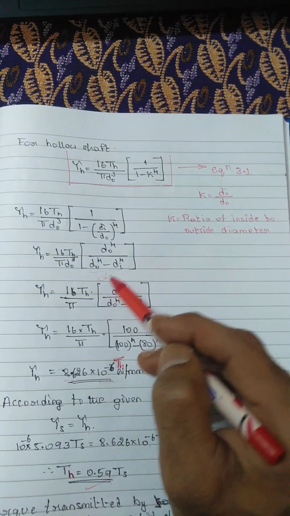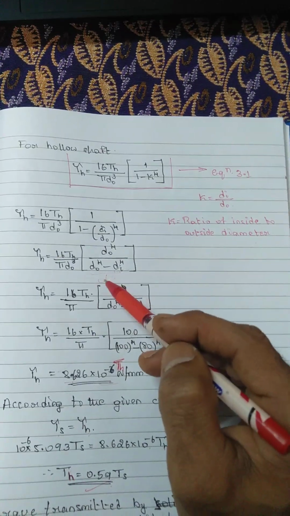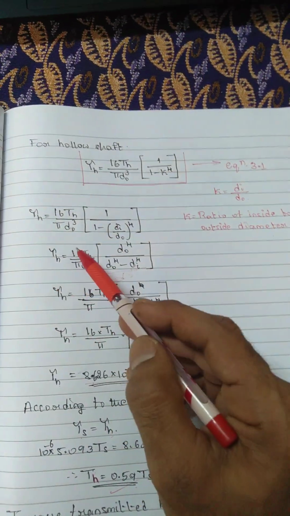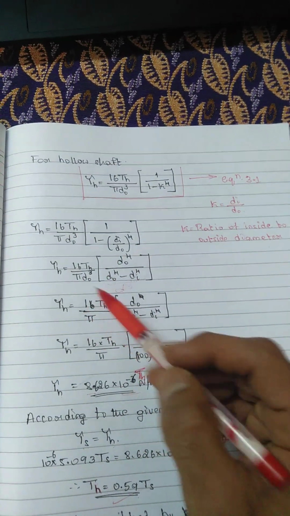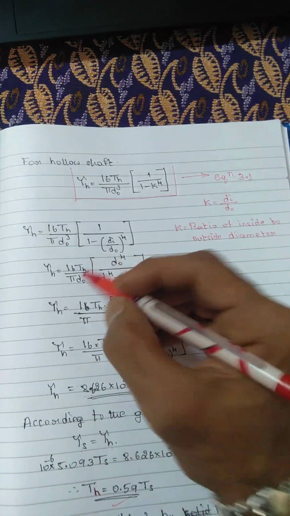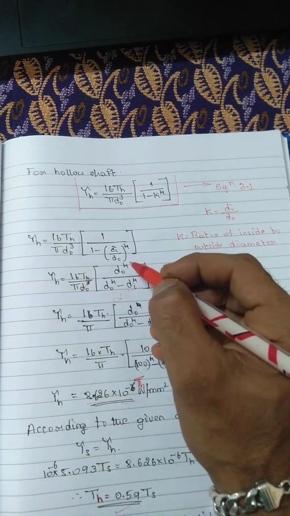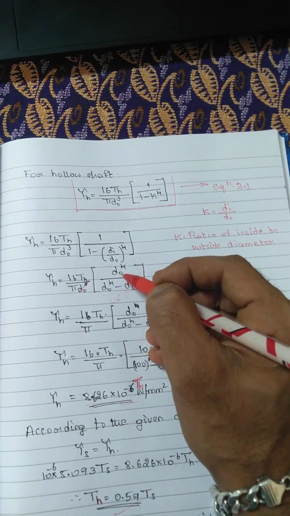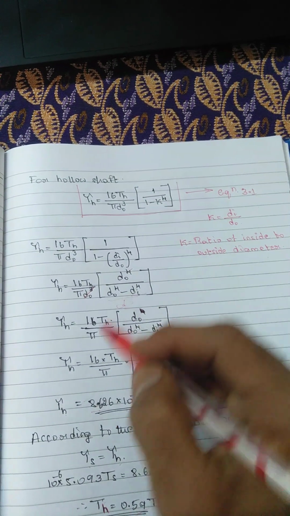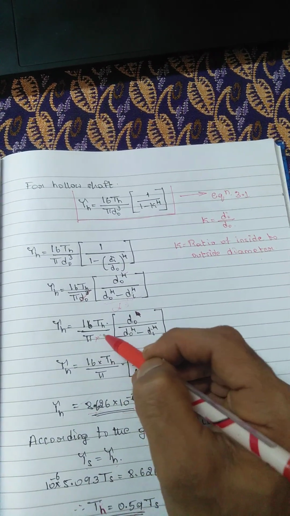Here it was do to the power 4 in the denominator earlier, but now I will take it to the numerator, that will be do to the power 4, and this term as it is. Next, here d to the power 4 is there and d to the power 3, so I will cancel: d to the power 3 is gone, and this 3 gone, and do remains here. The outside diameter remains, and here it will be 1.